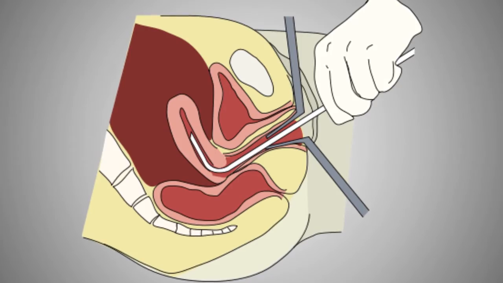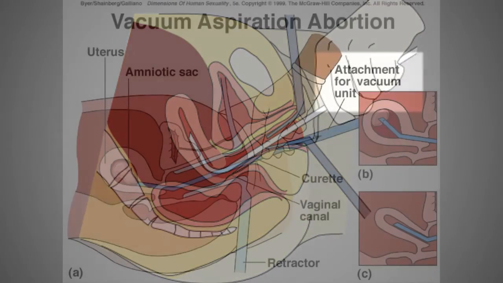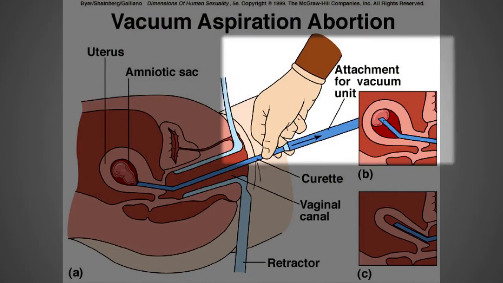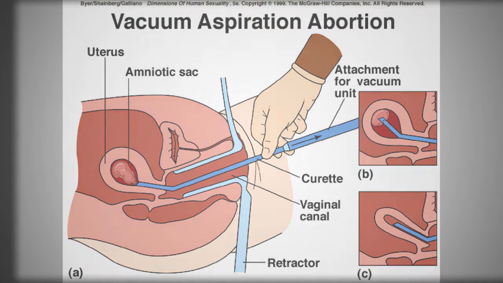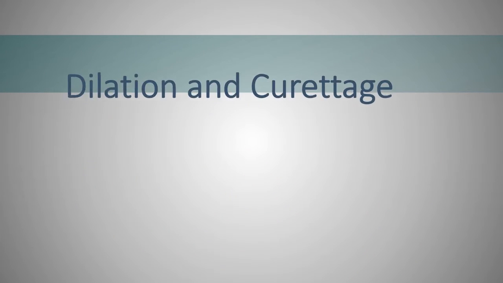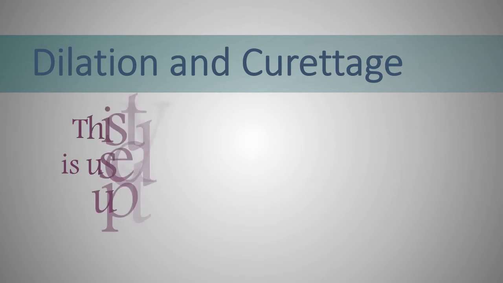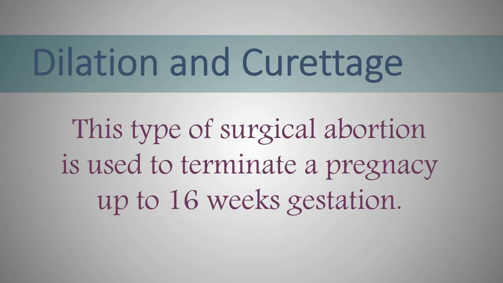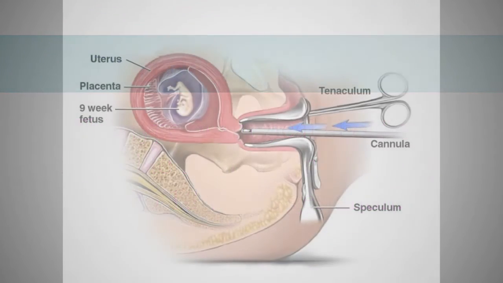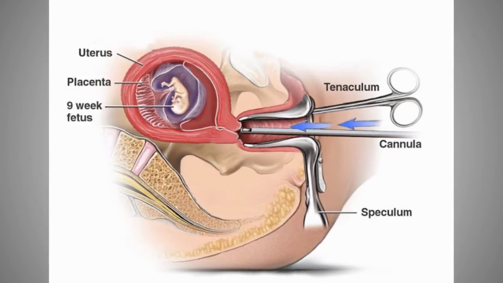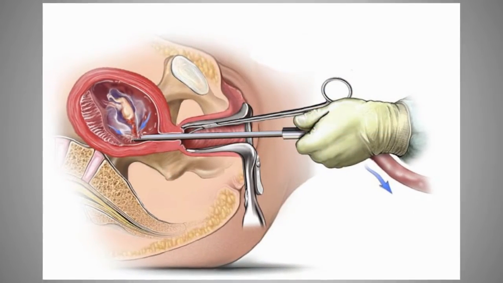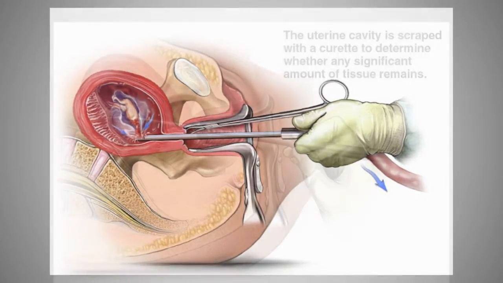A machine vacuum aspiration is very similar, differing only in that the long, thin tube is attached to a specialized vacuum. This gentle vacuum draws the tissue out of the uterus. Another common procedure is called dilation and curettage, or D&C for short. This type of surgical abortion is used to terminate a pregnancy up to 16 weeks gestation. In this procedure, the vagina is spread open and a scraping or suction instrument is passed through the cervix and into the uterus to remove tissue from the lining of the uterus.